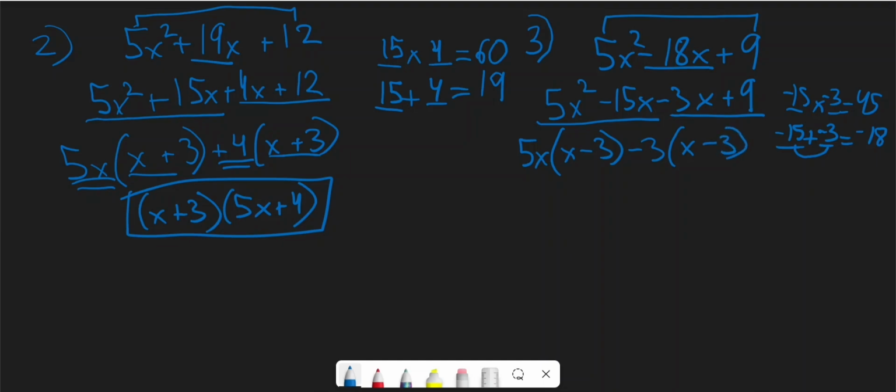Be careful, some people just bring down this symbol as is, but that's not always going to work. You want to maintain equality of all your steps. So negative times negative would give you that positive symbol over there. And just be careful that you put the right sign.